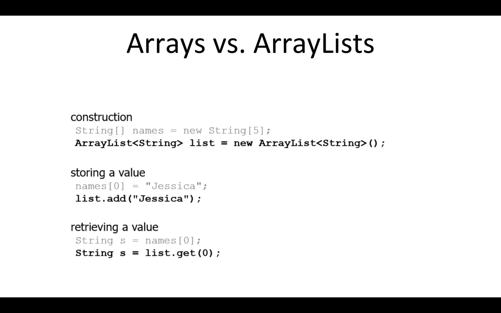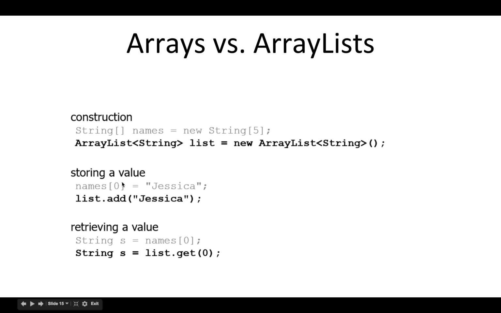Okay. So here we can see the different ways of constructing, storing a value, and retrieving a value from an array versus an ArrayList. Here we have an array called names. We declare it as type String, and we're indicating initially how big the array will be, here size 5, whereas with an ArrayList, we don't have to do that. We can just say it's going to hold type String, and it can be any size that it wants.